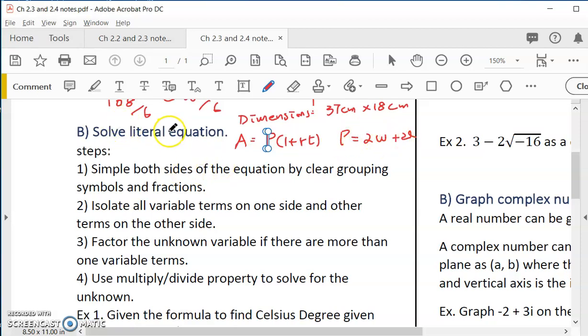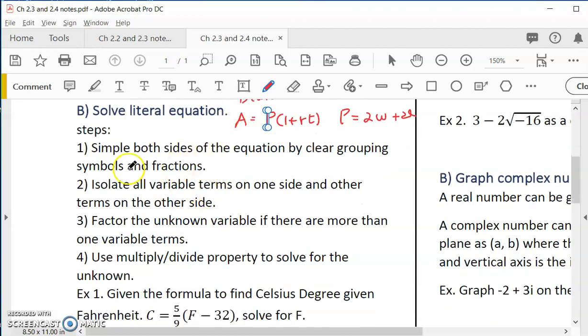So solving a literal equation means I have one unknown on this side. Now I want to solve for the other unknown so that I have another equation. So what are the steps involved? I summarize it into 4 steps.